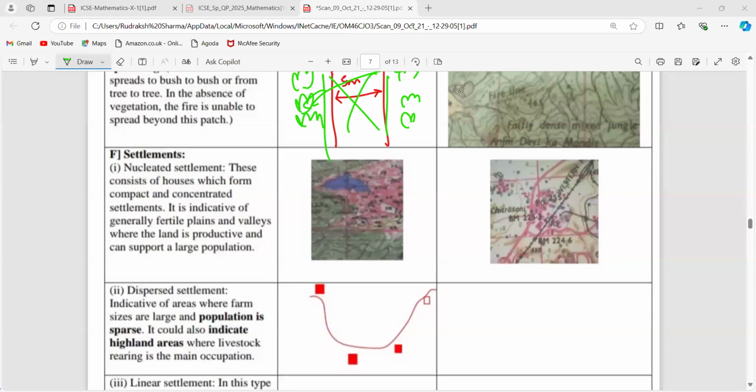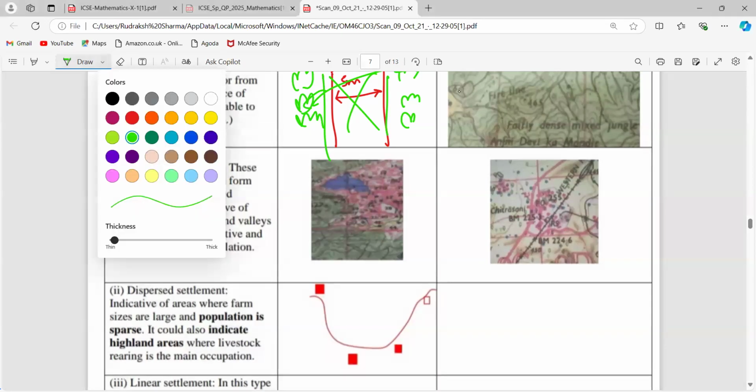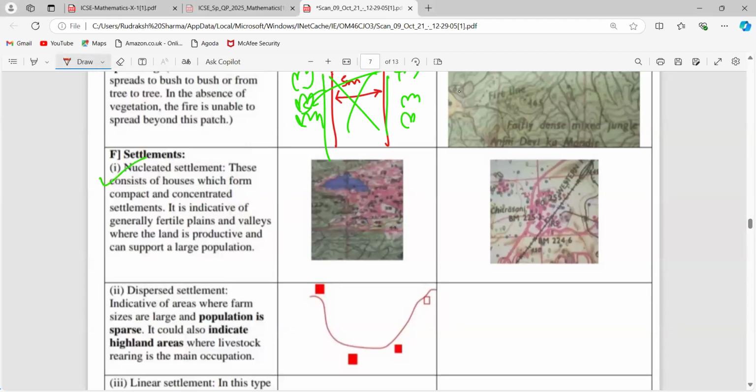Now, coming to types of settlements. Nucleated settlements, in the sense that they are like a nucleus. In an atom, we know protons and neutrons form a nucleus. So they are something like this, very close together, like very much close. They form roughly like a nucleus.